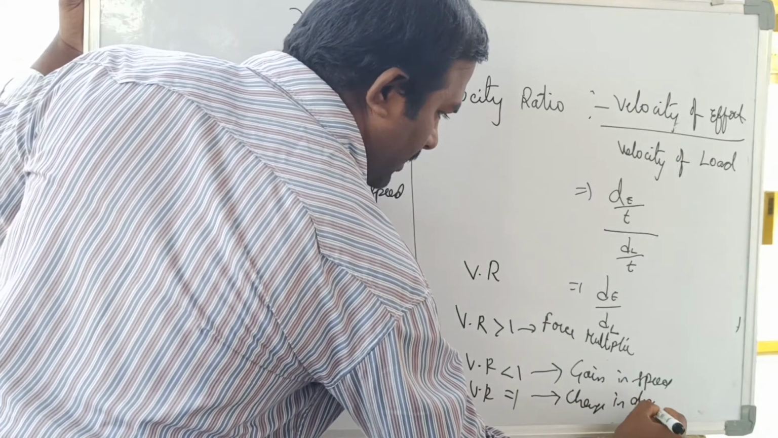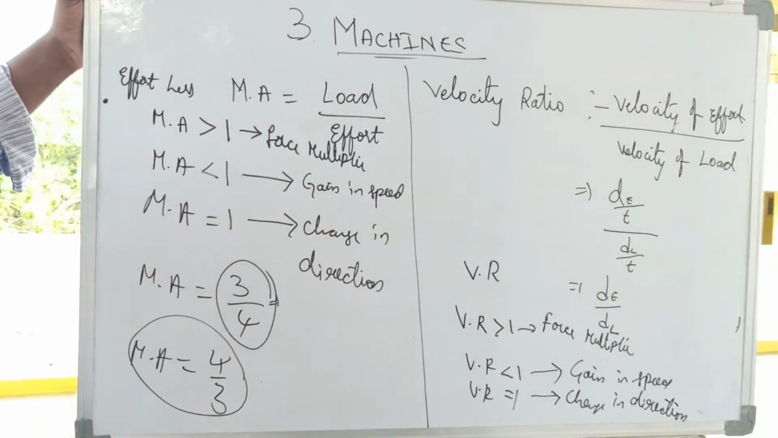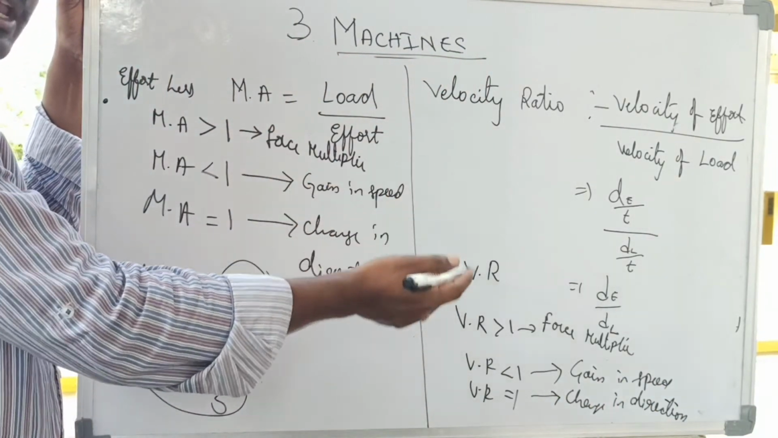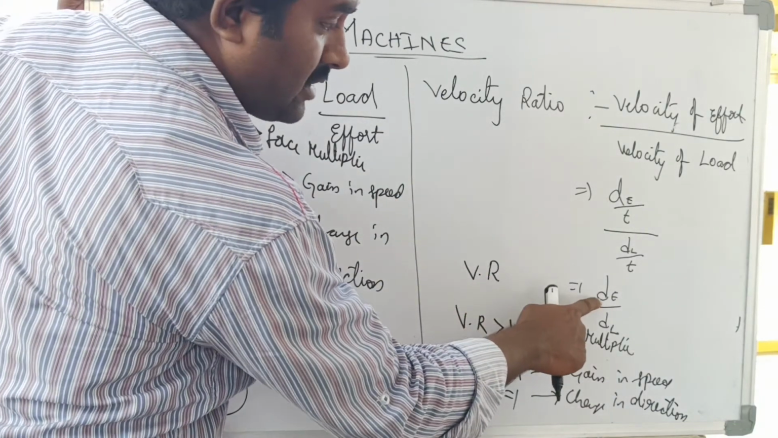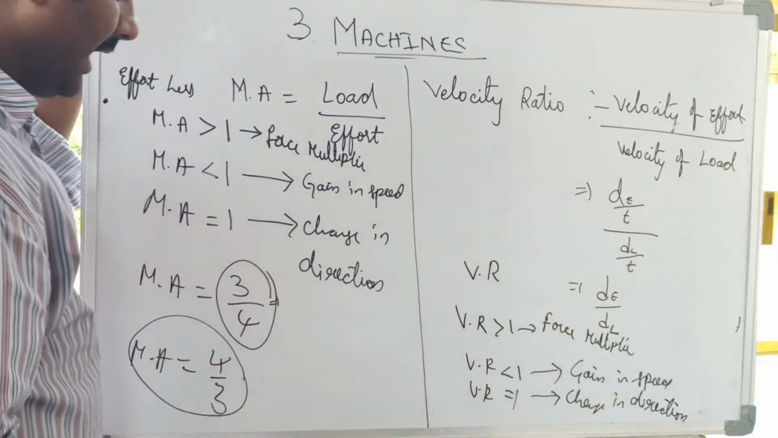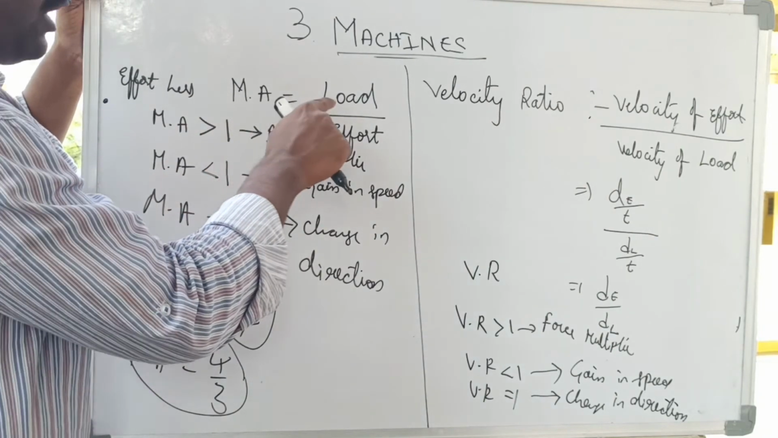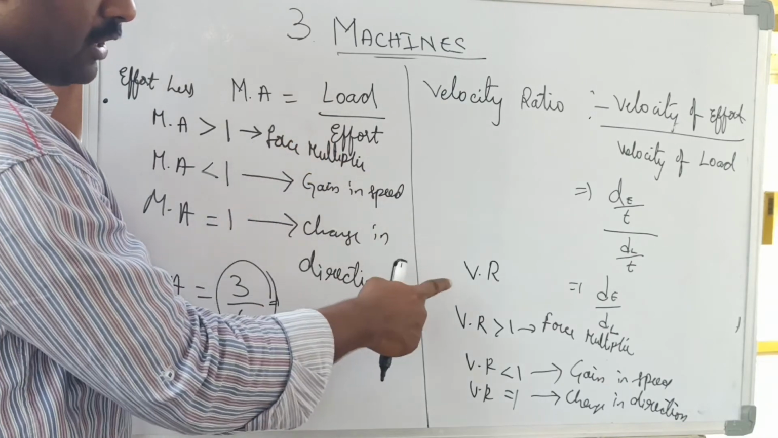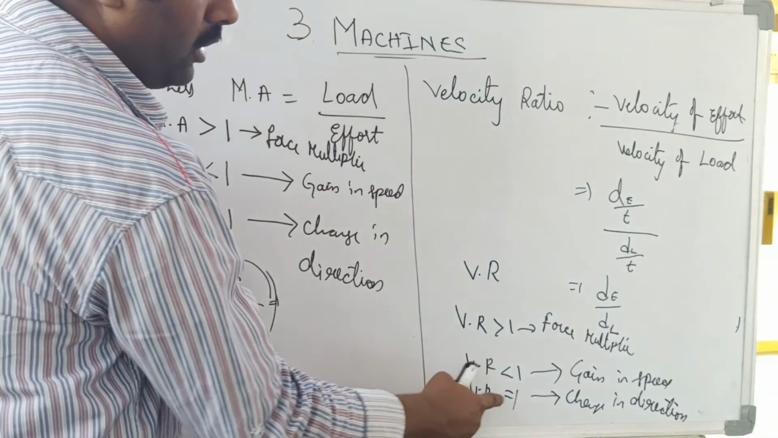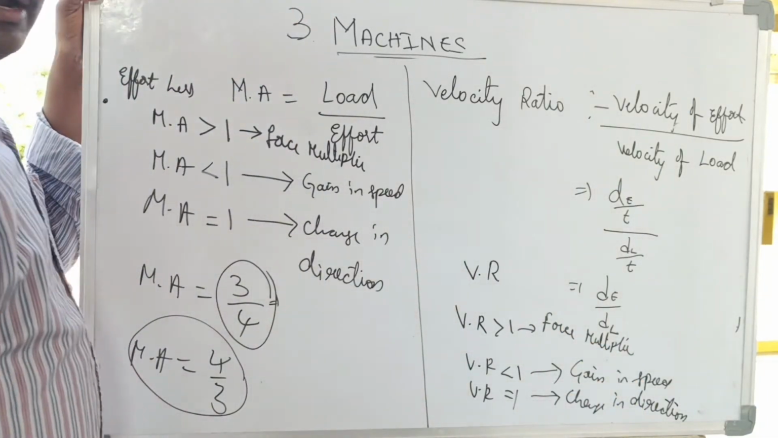Both velocity ratio as well as mechanical advantage we can use to find out whether it is a force multiplier, gain in speed or change in direction. But here we will use the distance of the effort and distance of the load. For mechanical advantage we directly use load and effort. If you don't have the load, and they have given the distance of the load and distance of the effort, we will use the velocity ratio and find out whether it is a force multiplier, gain in speed or change in direction.